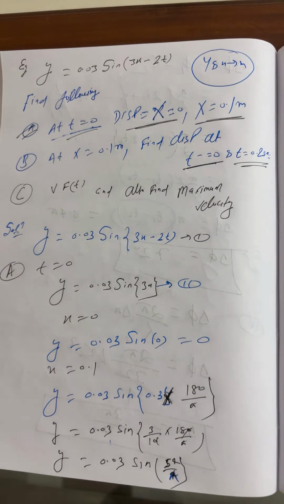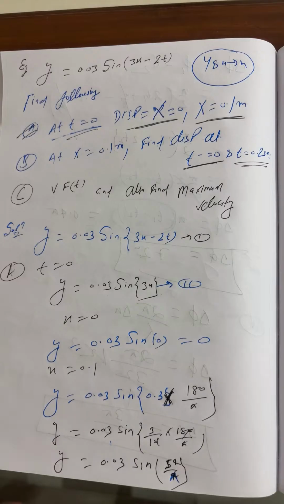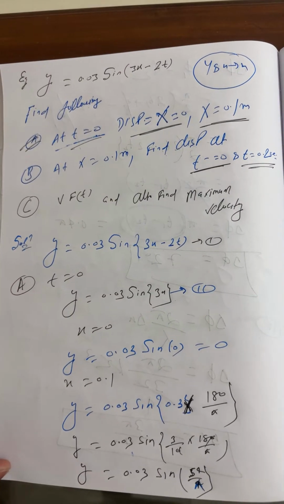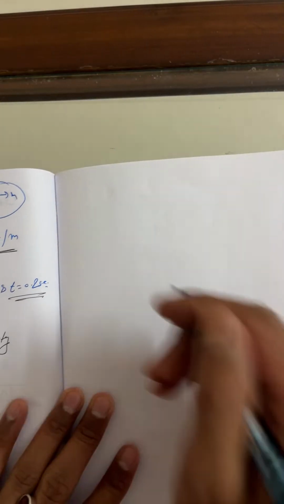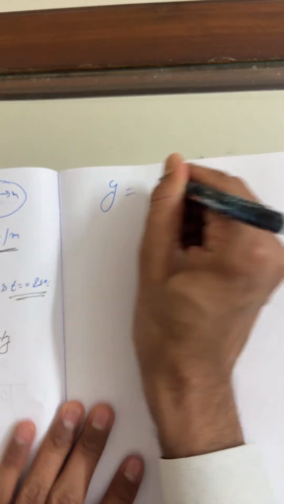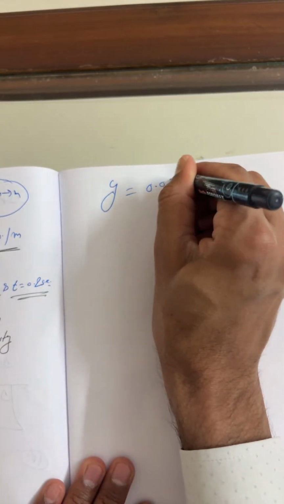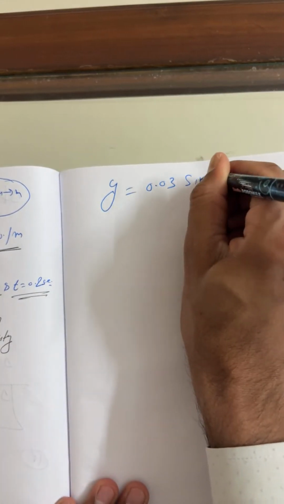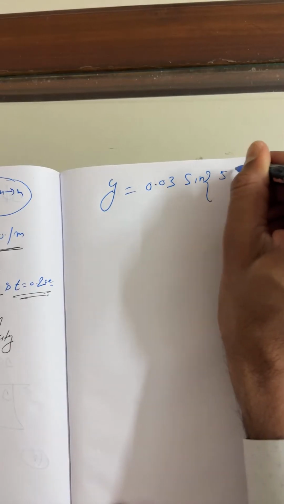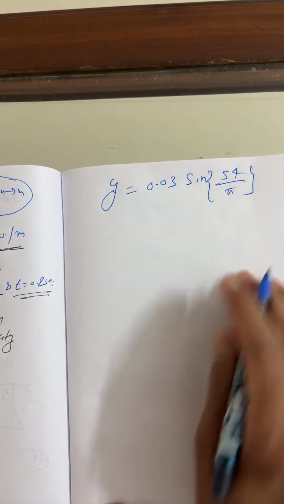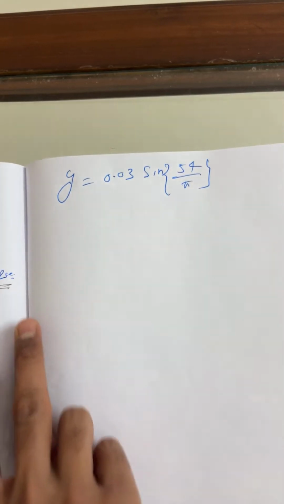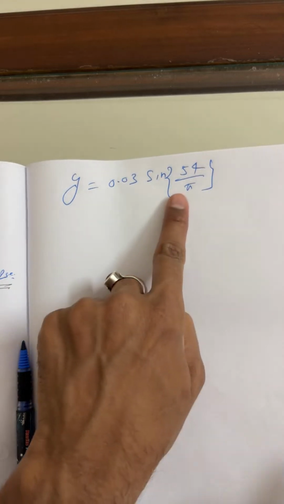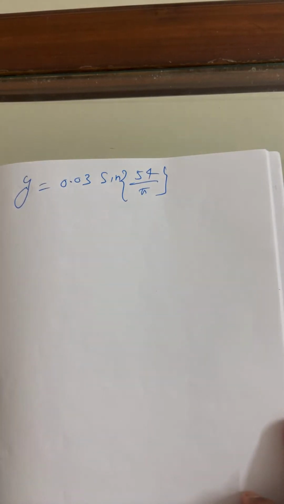Note down, students. If required, if you want. Otherwise I want to change the page here. Now I'll continue with this part, because we have to find displacement at 0.1. So this is 0.03 sin of 54 upon pi. What is sin 54 by pi here? Can anyone from all of you help me to solve this expression, sin 54 upon pi?